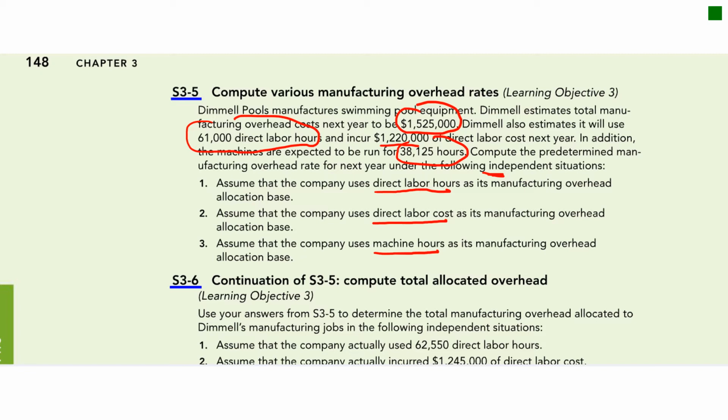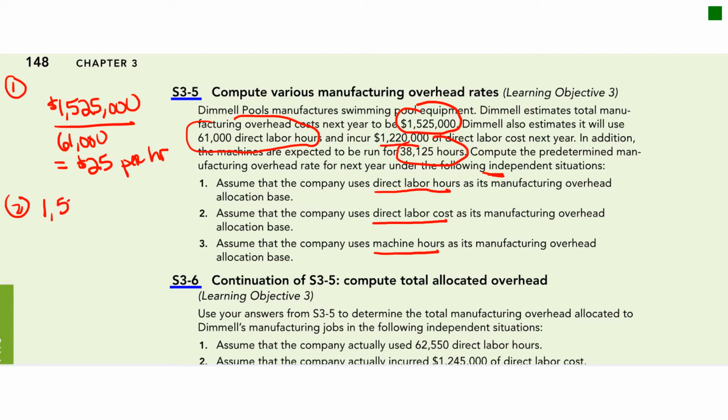So the numerator is going to be the same for all of these. 1,525,000 is the estimated overhead. So for example, for number 1, you would be dividing that by the 61,000 direct labor hours. So that would put you right at $25 per hour. So that would be your rate for number 1.